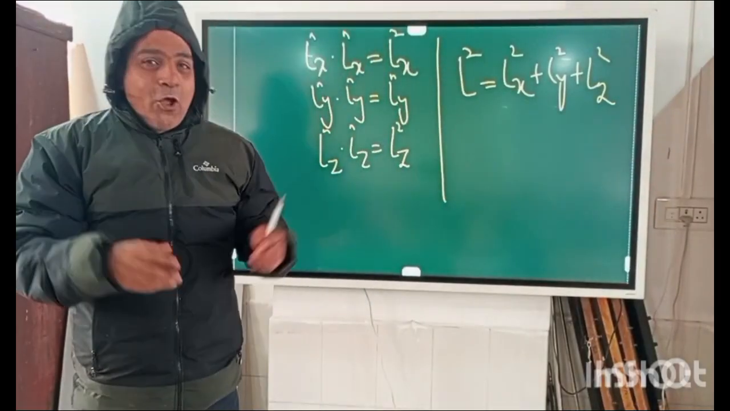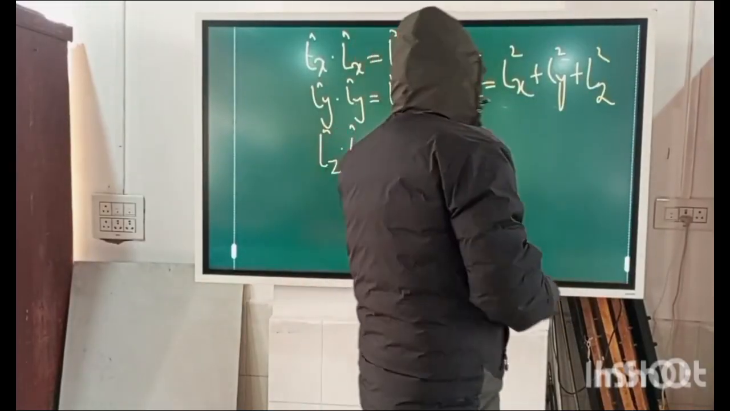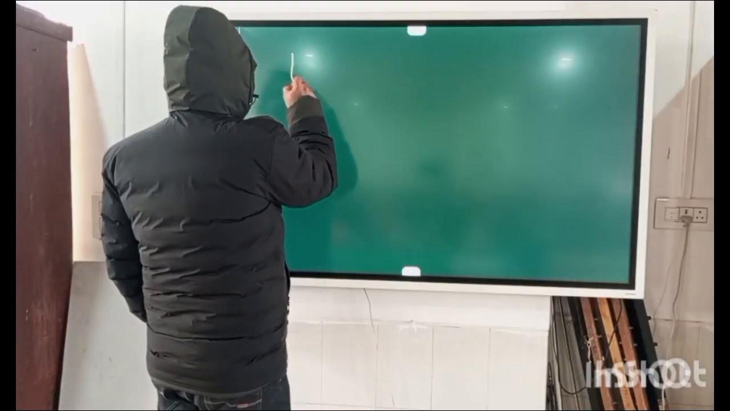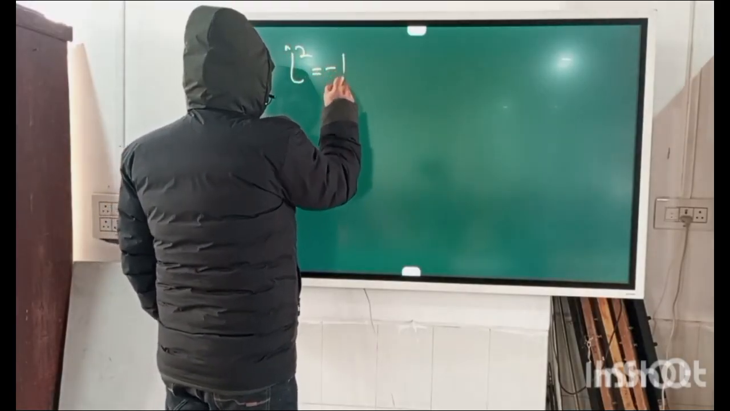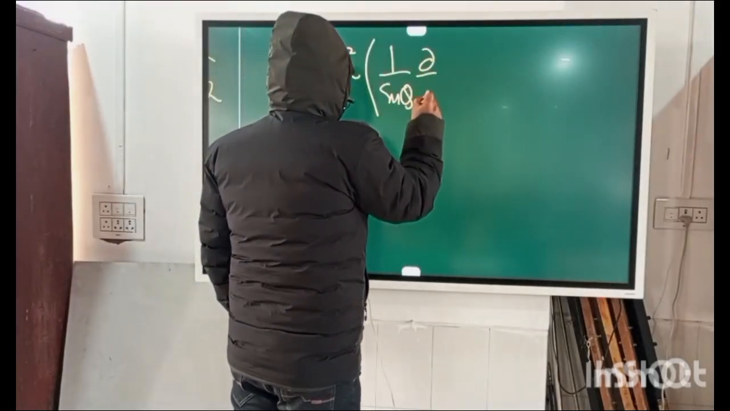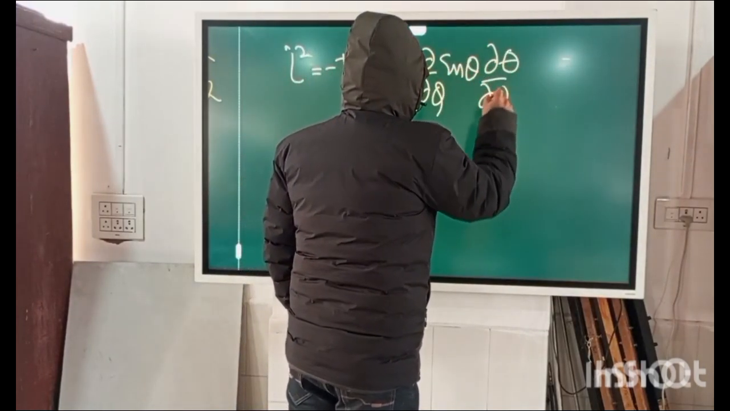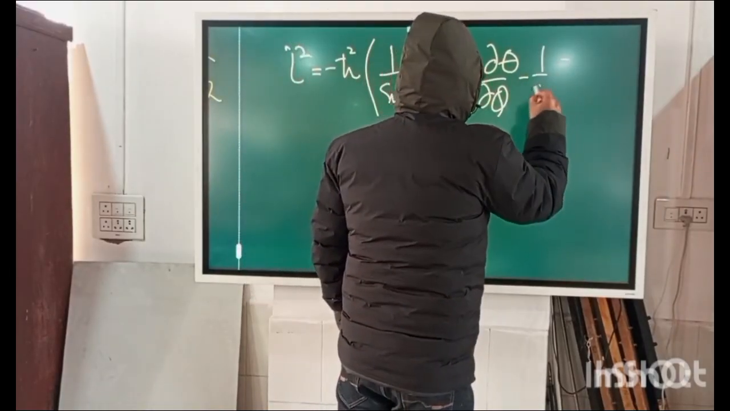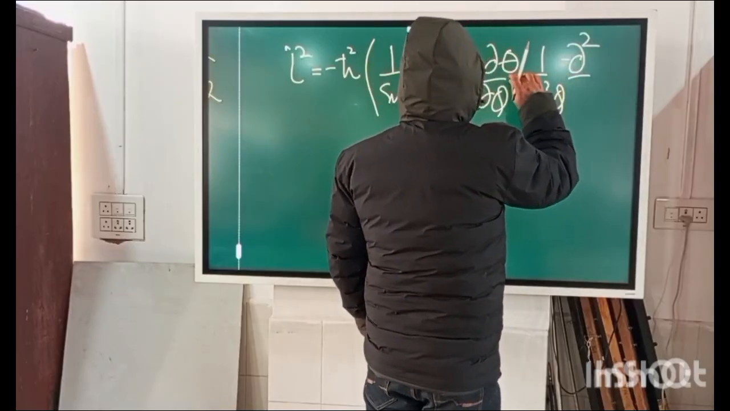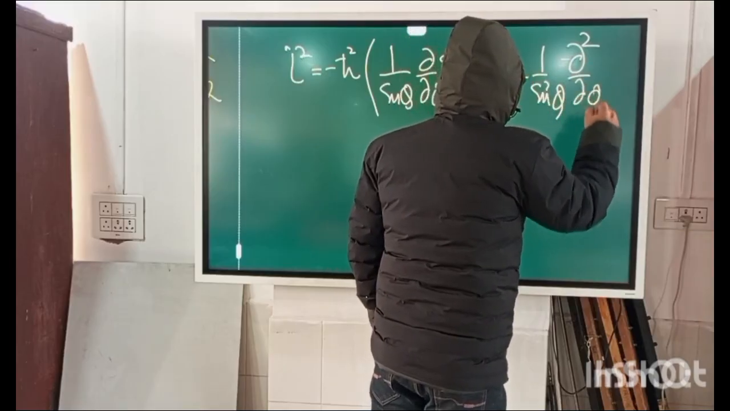And not to be surprised, the L squared that we obtain is minus h bar squared times [1 by sin theta dou by dou theta of sin theta dou by dou theta, minus 1 by sin squared theta dou 2 by dou phi 2].